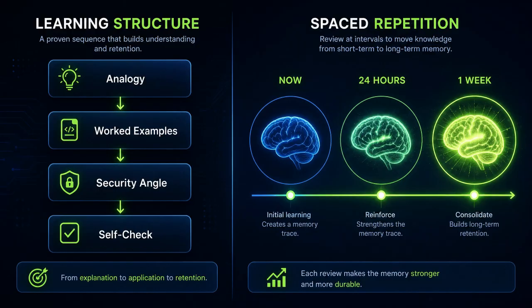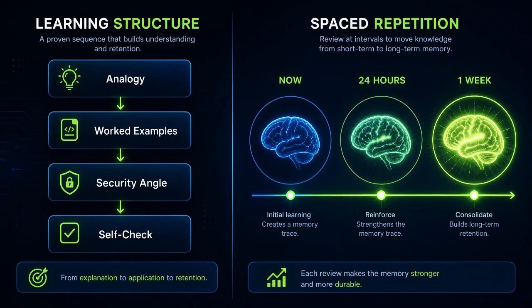Quick note on how each part is built, because the structure itself is a memory trick. For every pillar, I'll start with a plain English analogy before a single command shows up. Then real, worked examples, never abstract syntax with no context. Then I'll call out the security angle, exactly how this connects to the offensive and defensive material later in the course. And I'll leave you a couple of self-check questions at the end of each part. Try to answer from memory before I give you the answer, because that little struggle is what actually makes it stick.